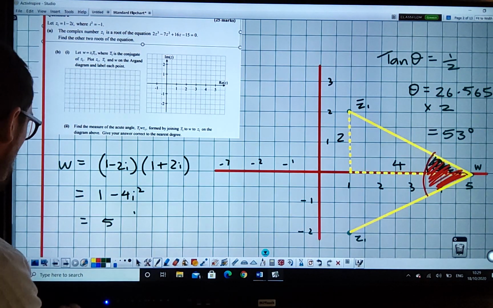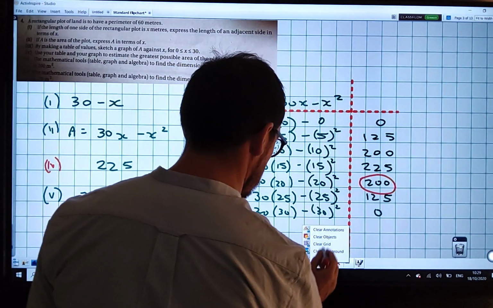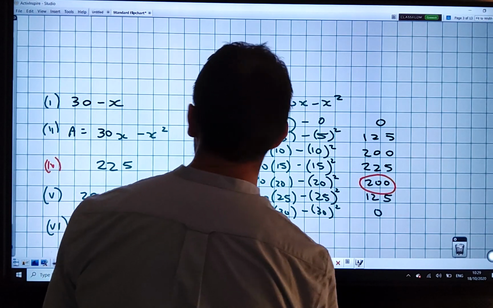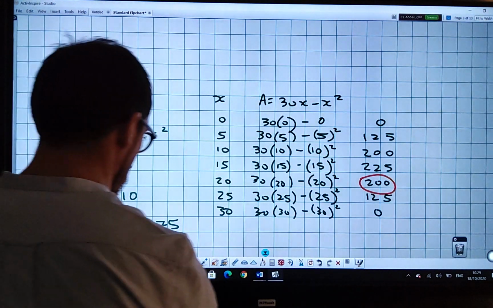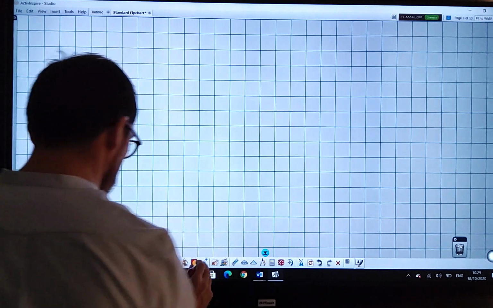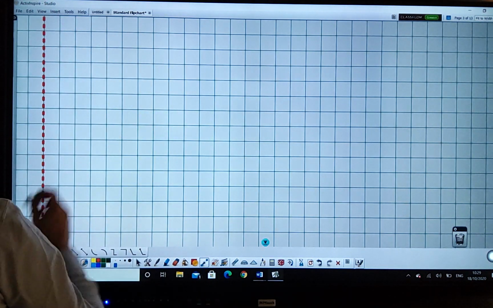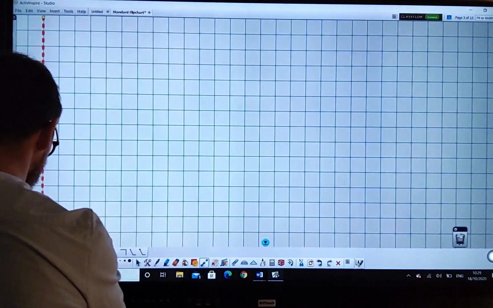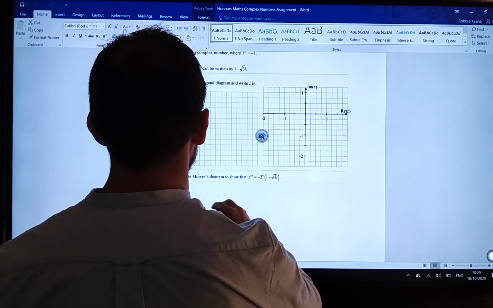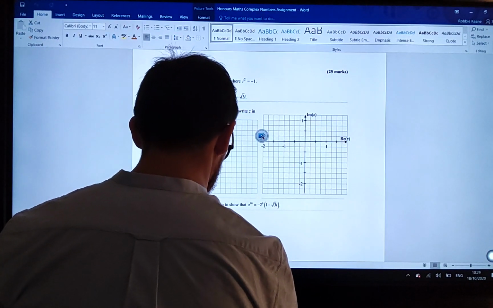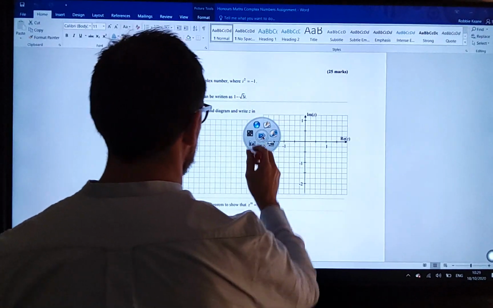Now we're going to look at the third question. And again, I just need to clear this. It's just some other work I was doing. Okay. And we'll do this one here. Leave that broken line. So this is this last question here.